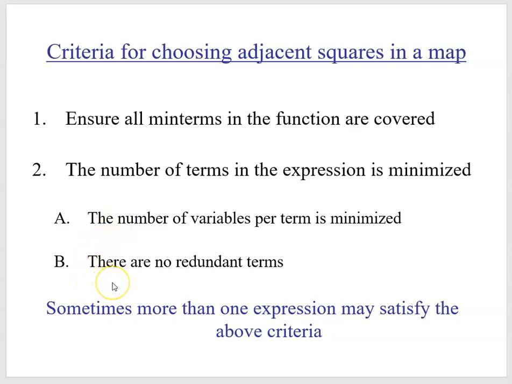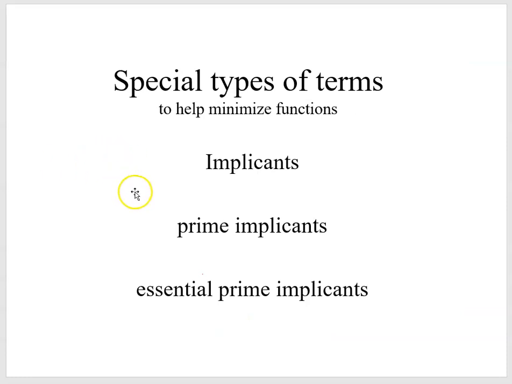redundant terms. Sometimes, as we've seen, there's more than one expression that may satisfy the above criteria, but how do we make sure that we have met the above criteria? That's where we want to focus on using these special terms and understanding what it really means to be an implicant and a type of implicant.